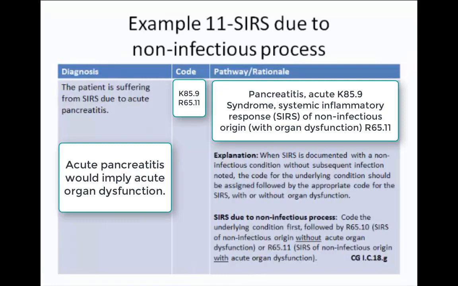And here is SIRS, or a systemic inflammatory response, SIRS. SIRS due to a non-infectious process. It is not uncommon to have a SIRS diagnosis because of an infection that's just become rampant through the whole body. This is an example of a patient having that systemic response, but it's non-infectious. The example we've been given is acute pancreatitis. So we're going to code the acute pancreatitis, and then we're going to code the syndrome of non-infectious origin, which is an R code. If there had been an organ dysfunction, we would be using R65.11. And I show the explanation and the coding guideline.